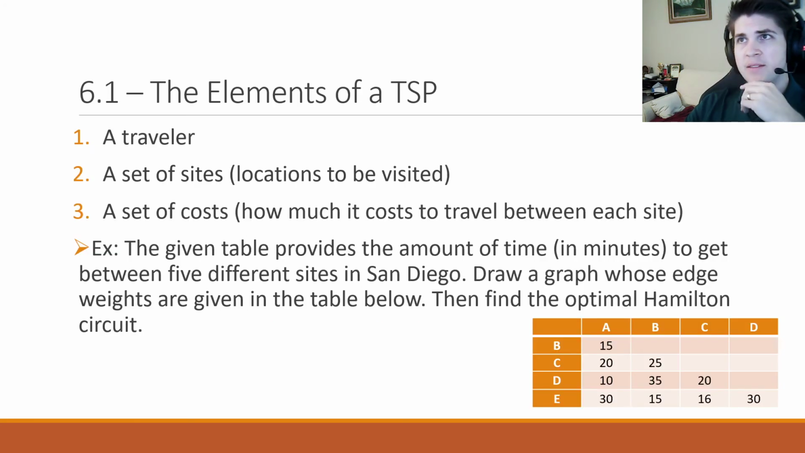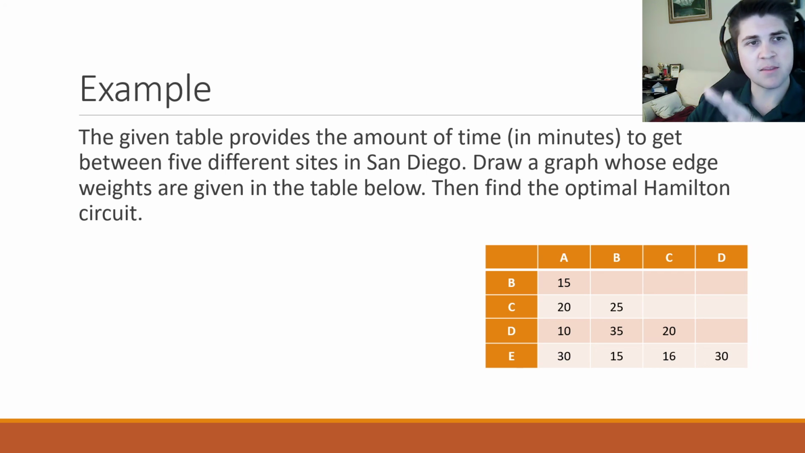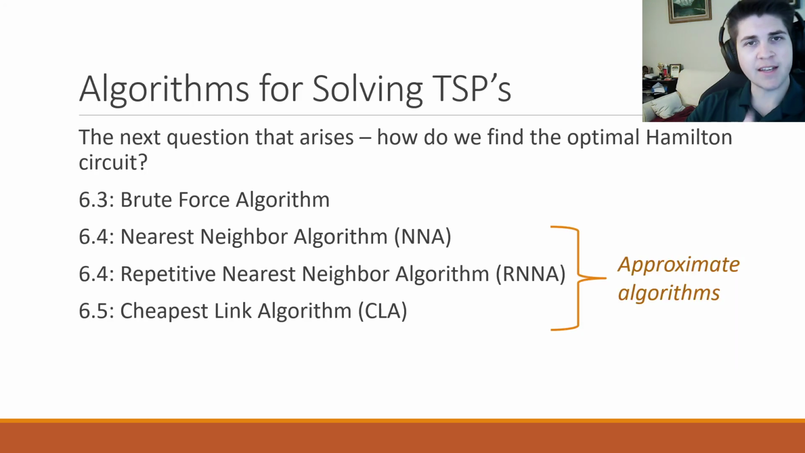Anyways, so we discussed some of the elements of the traveling salesman problems. We did some examples of finding optimal answers, as well as we got into some of the algorithms. So in the next video, I'll review the nearest neighbor algorithm and the repetitive nearest neighbor algorithm. We'll do a fresh example just to get the ball rolling, and that should be good for this one.